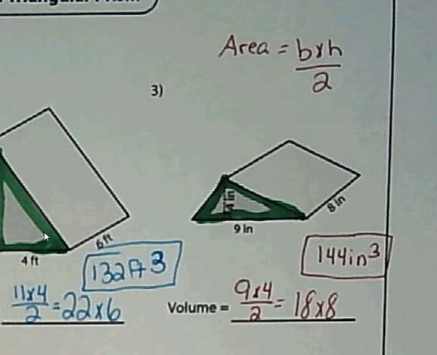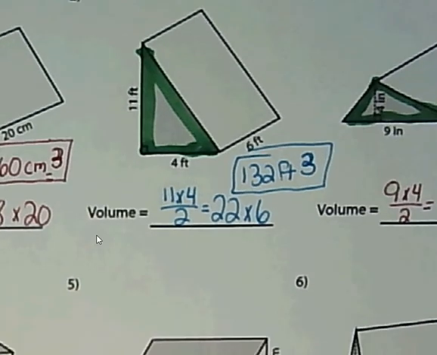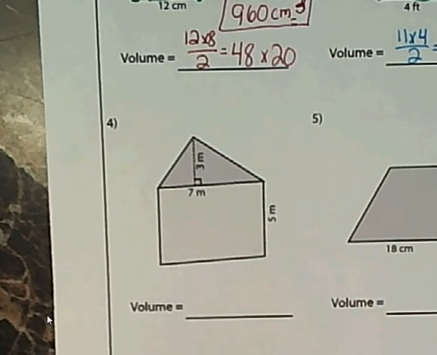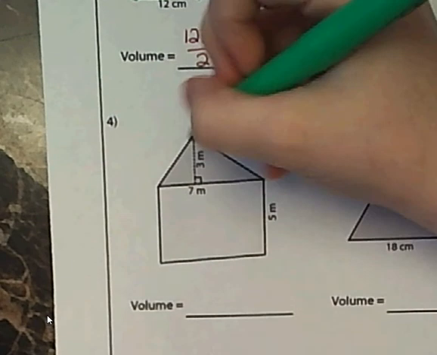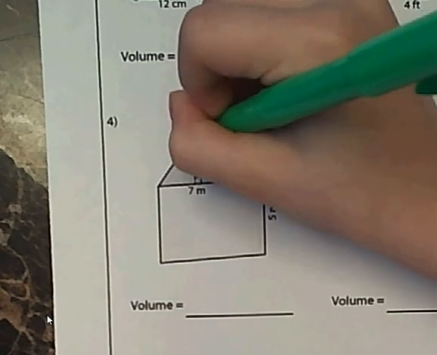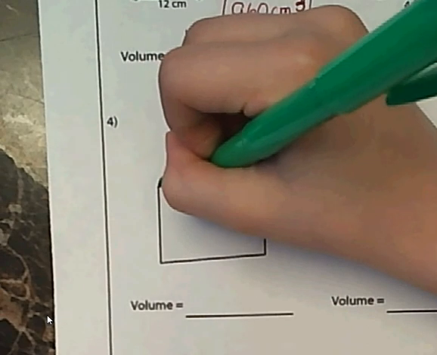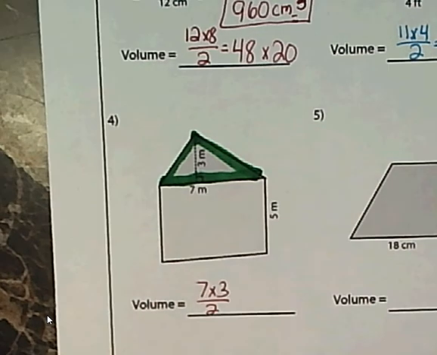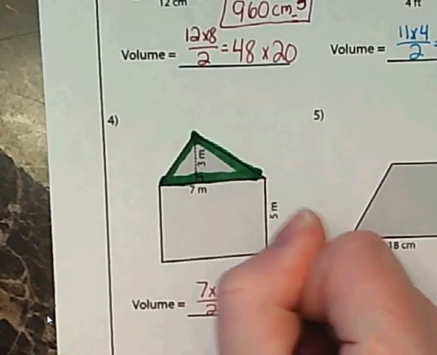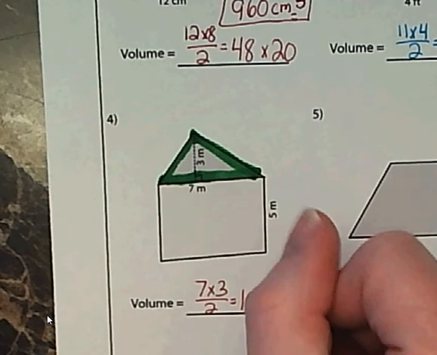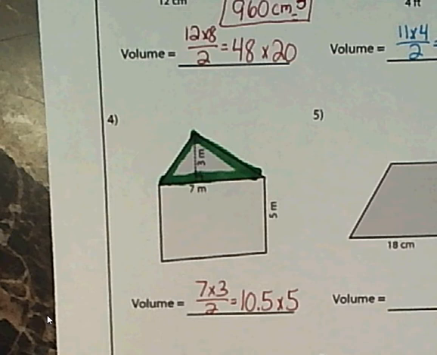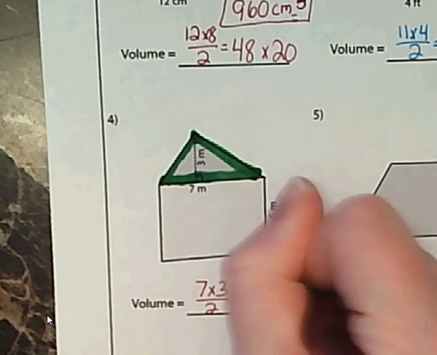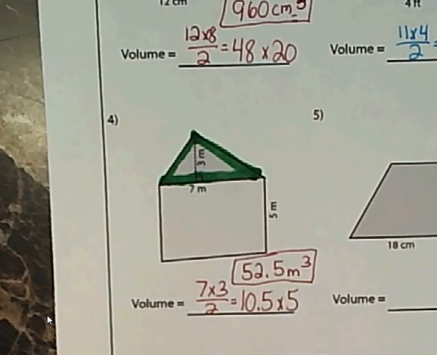Let's try number 4. Find the volume of number 4. Liana's going to highlight the base once again. The base is a triangle. So we could do 7 times 3 divided by 2. In that case, that is 10.5. So that's the area of the base, and we want to multiply that times the height, which is 5. And that would mean our volume is 52.5 meters cubed. Okay, 52.5 meters cubed.